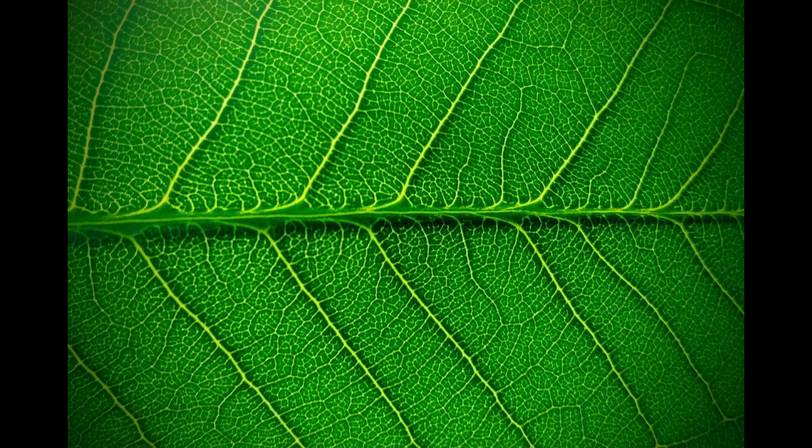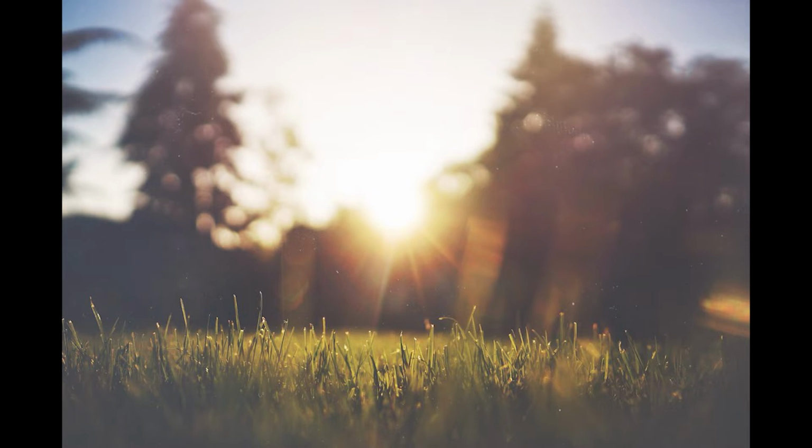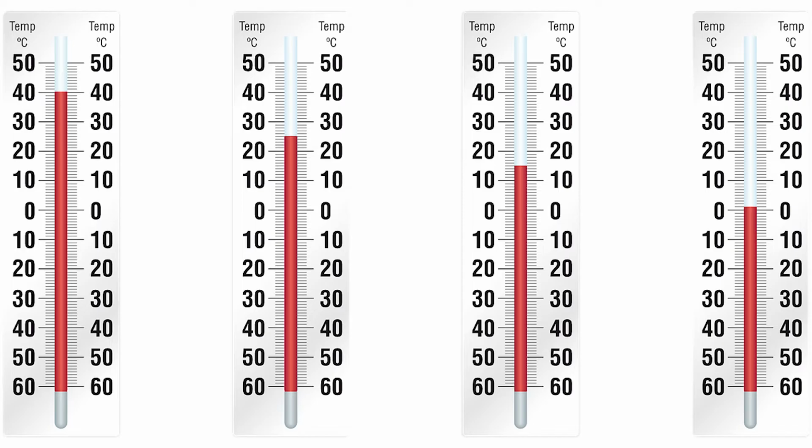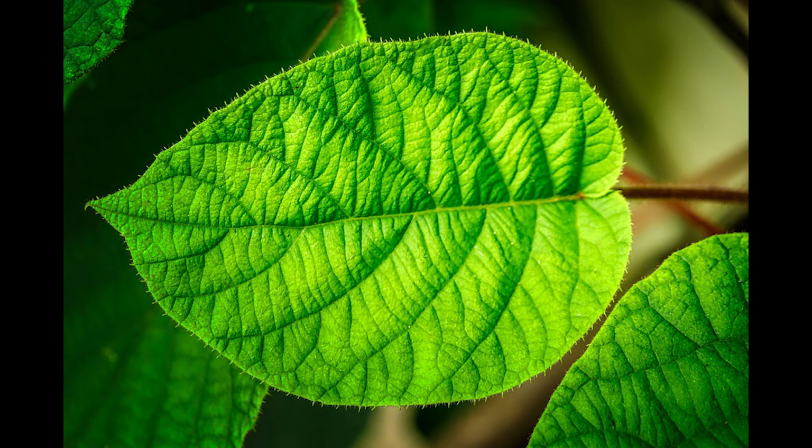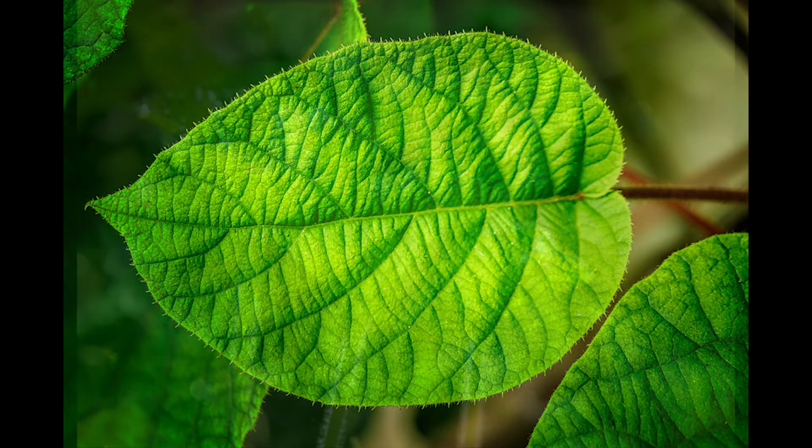There are limiting factors to photosynthesis. These factors limit the amount of photosynthesis that can take place during the day. These limiting factors are light intensity, carbon dioxide, temperature, and water availability. Photosynthesis is important to plants and for other organisms.